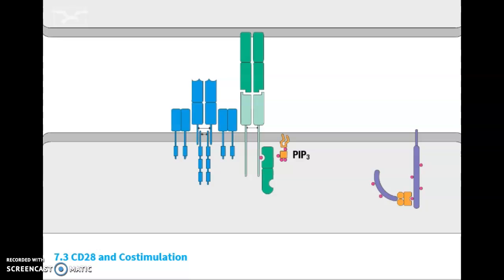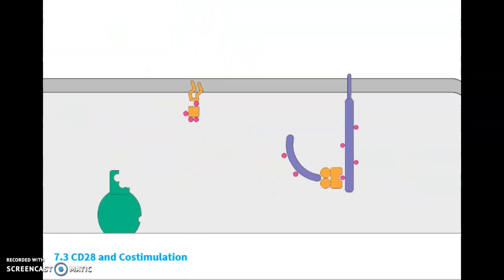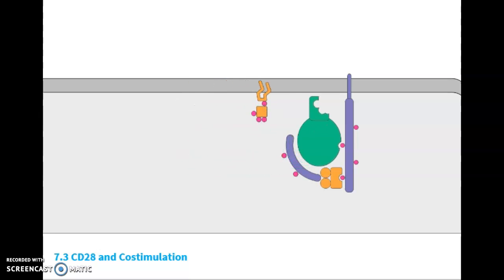PIP3 has the ability to bind a specific domain, called a PH domain, that is present in many signaling molecules. The enzyme phospholipase C-gamma, or PLC-gamma, is one of these molecules. The PH domain in PLC-gamma localizes it to the membrane, where it interacts with PIP3. From there, it can be delivered to the scaffold created by LAT and SLP76.